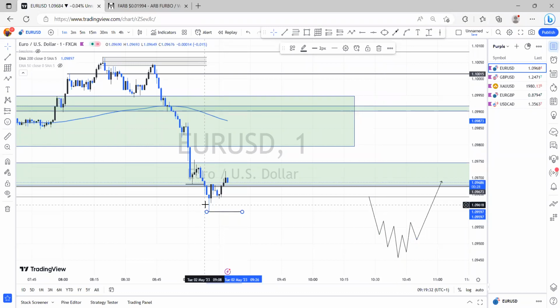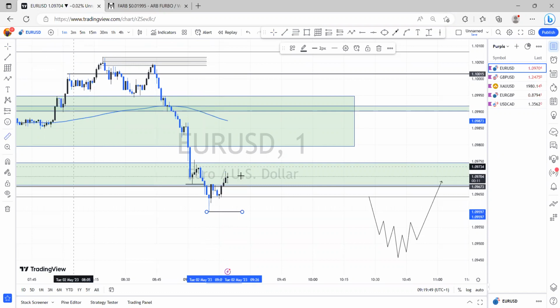Where's my phone? I want to enter a position, a small position. If you can follow me, follow me. This one is risky though, but I want to take it anyway. I'm taking it, and my stop loss will be 10 pips.